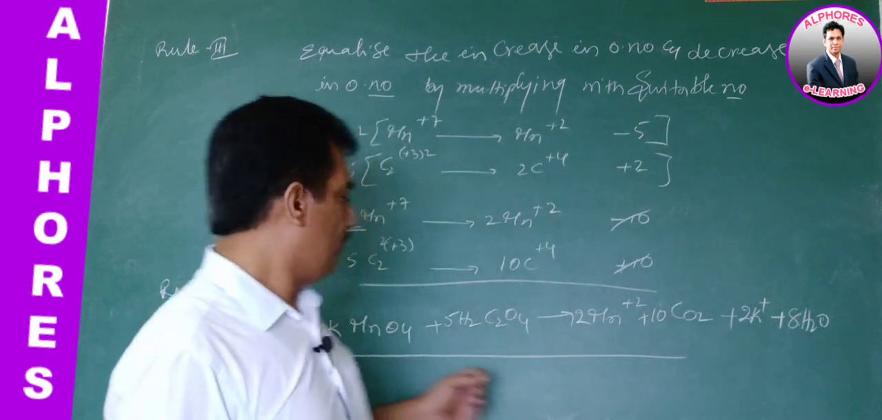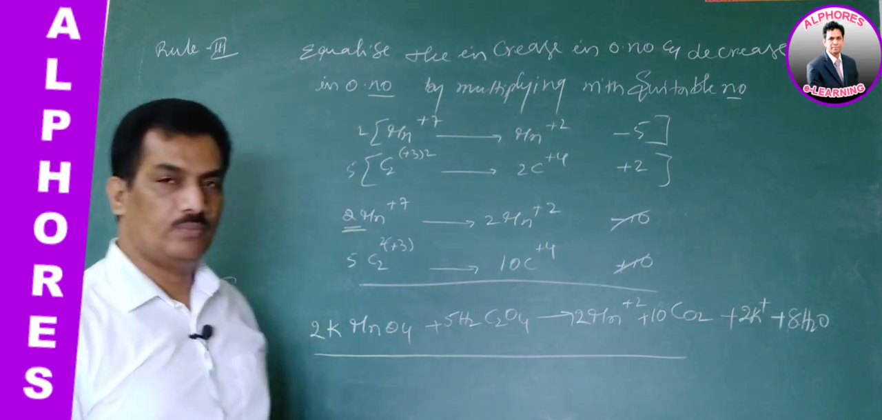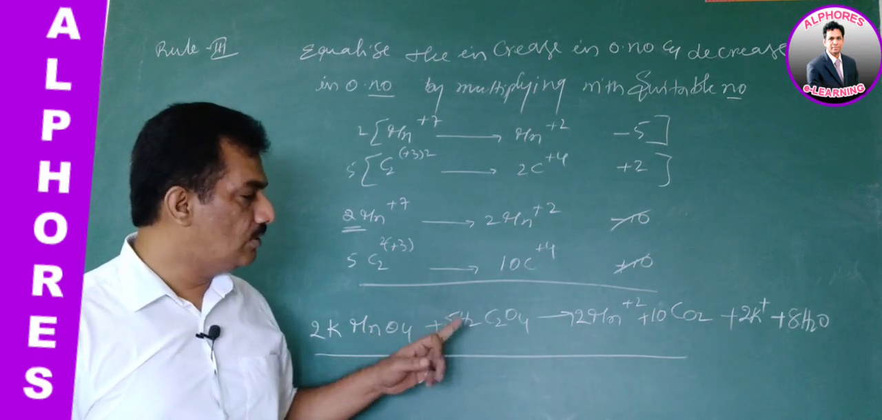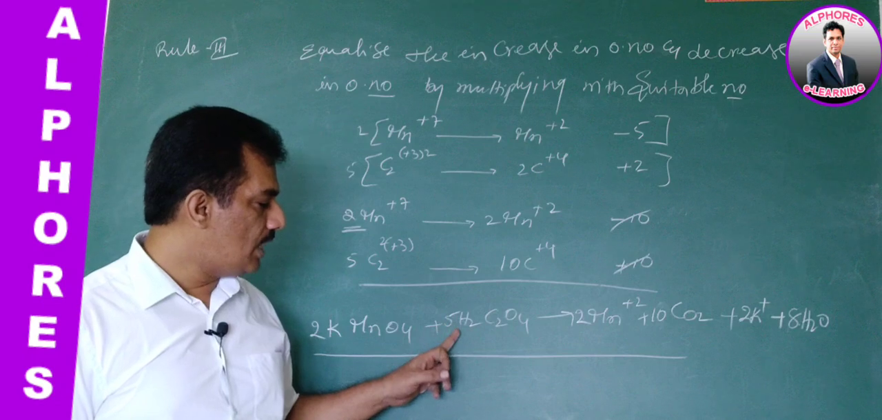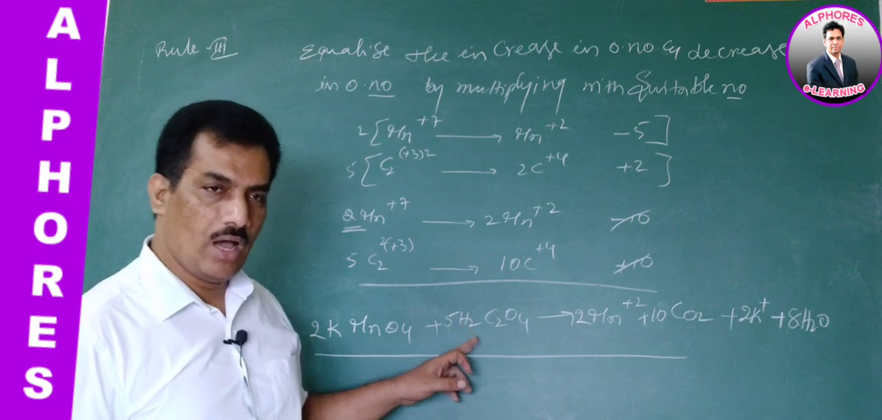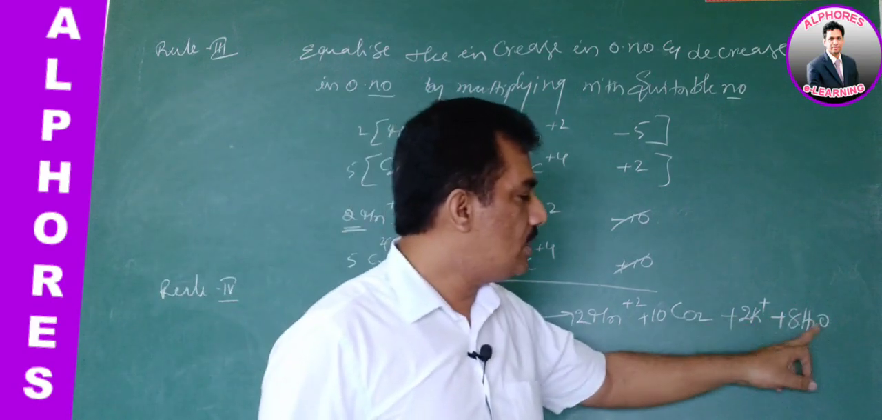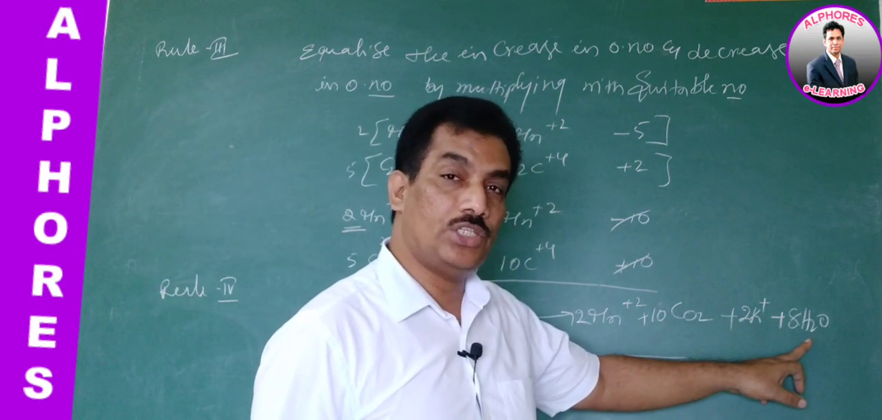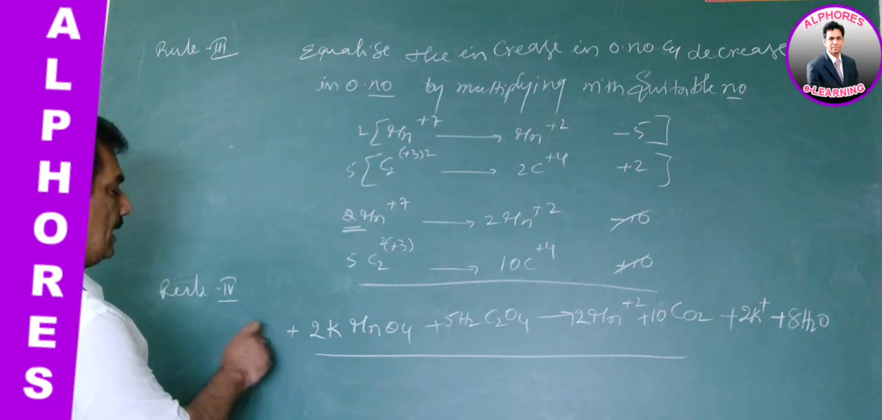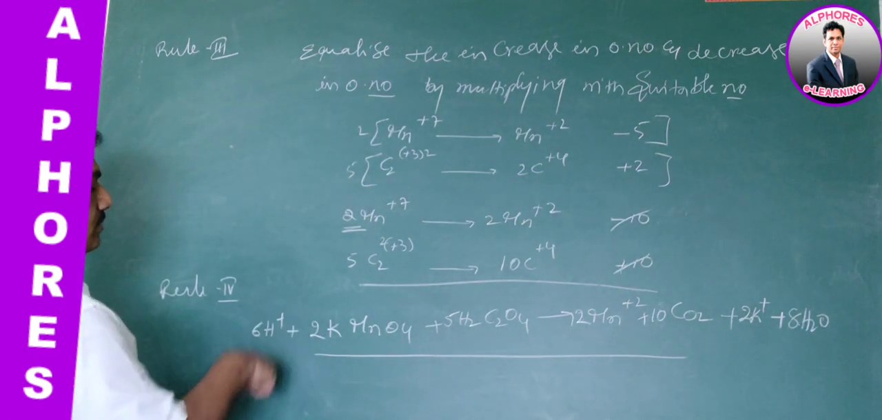Clear? And now when it is 8H2O, just observe, oxygens are now balanced. Hydrogens: here how many hydrogens? 10. 5 into 2, 10 hydrogen atoms. But here how many? It is 16. So the remaining 6 hydrogens you have to consider as H plus.